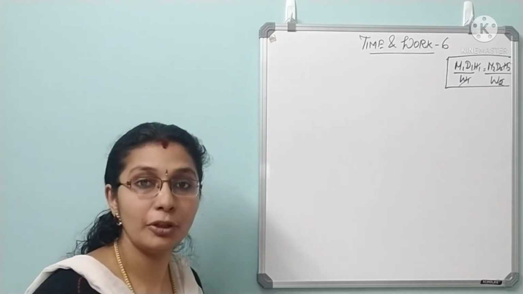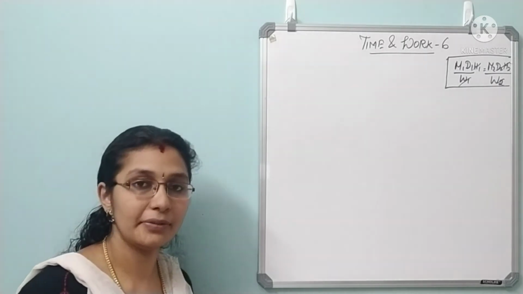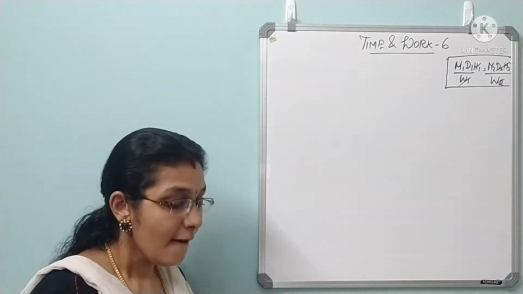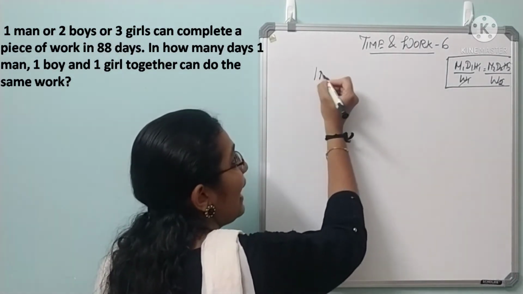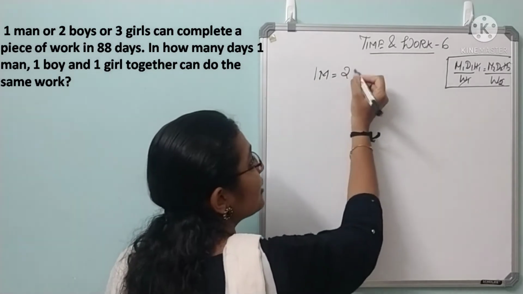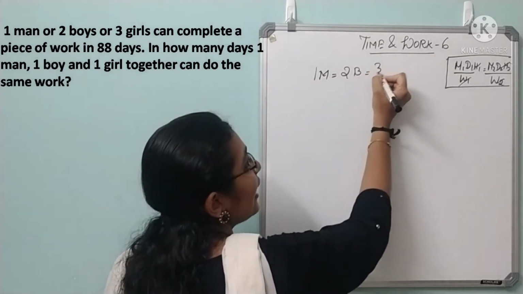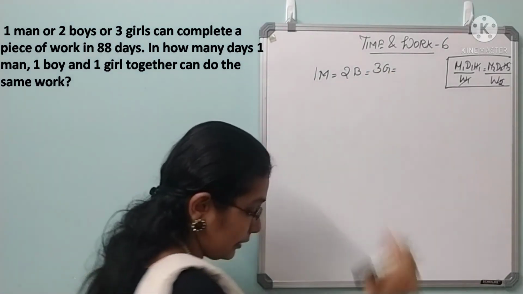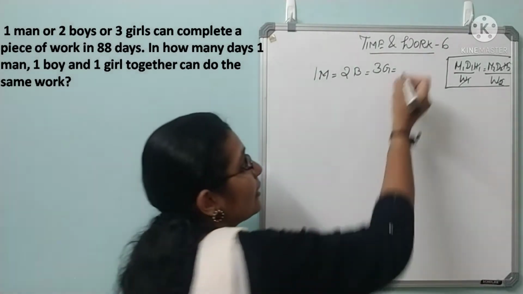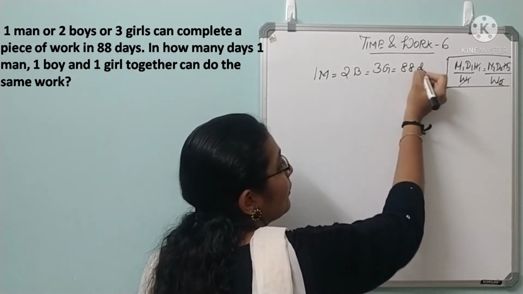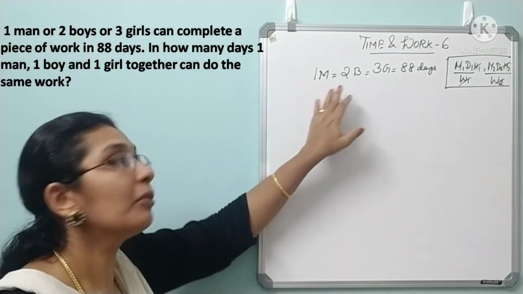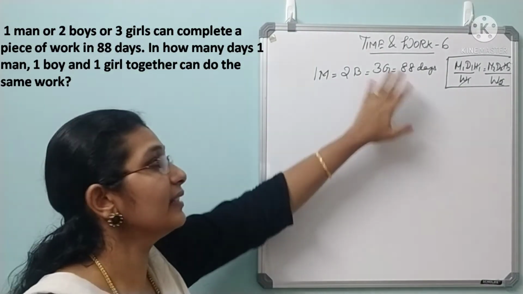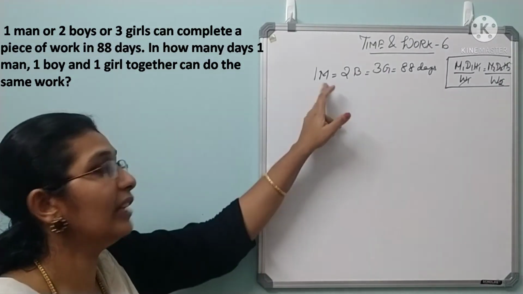This I have picked for you to solve. It is quite similar to the previous one, so try to solve it by yourself. 1 man or 2 boys or 3 girls can do a work in 88 days. Which means 1 man's work is equal to 2 boys' work as well as 3 girls' work. Okay, that is why we have equated.